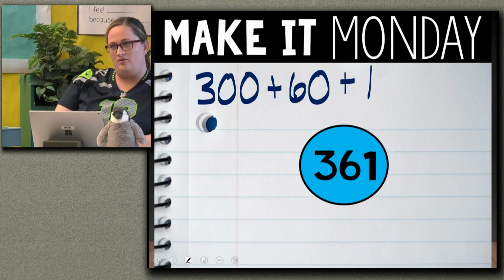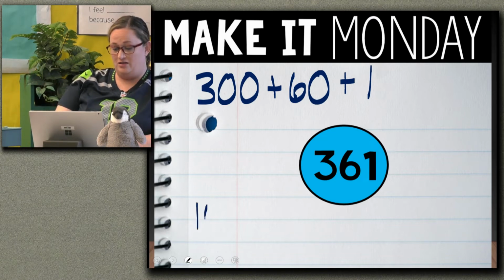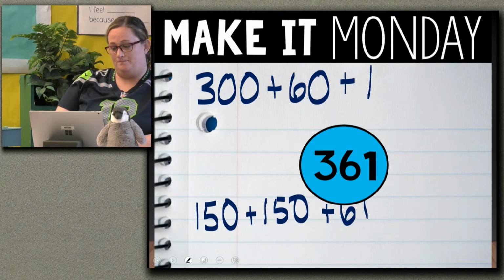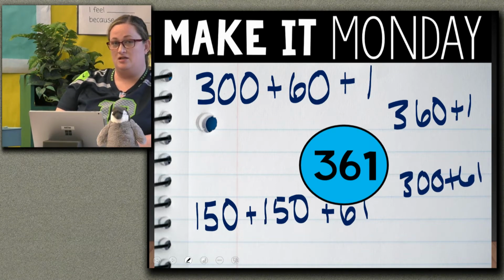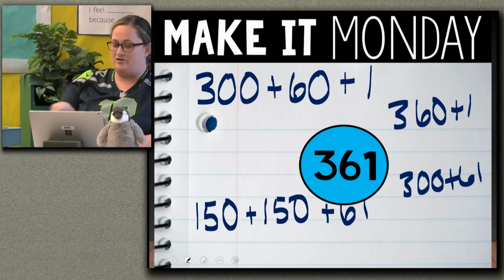What's another way you could make 361? You could do 150 plus 150 plus 61. Okay. What's another way? 360 plus 1. Yeah. 300 plus 61. Are there a lot of ways to make 361? Yeah. We should think about how we made 361 and see if that can help you with the next problem.